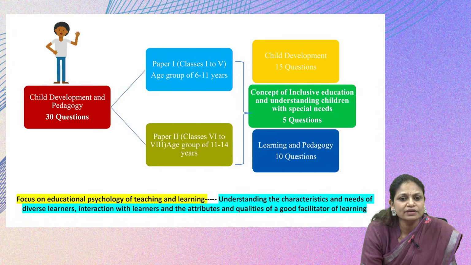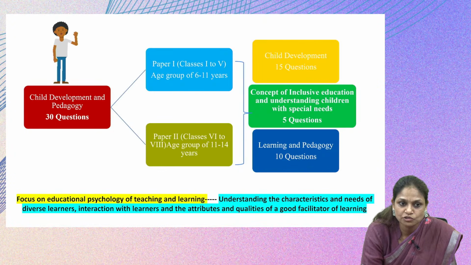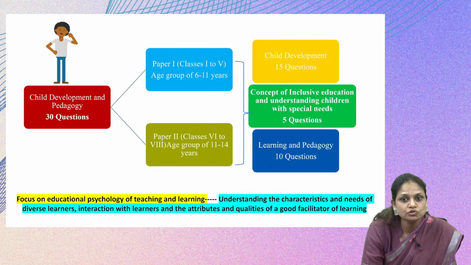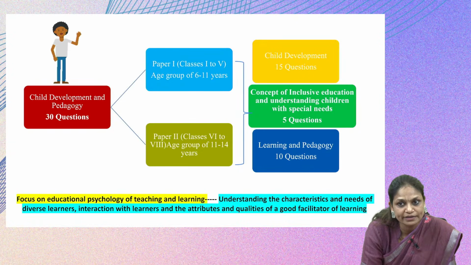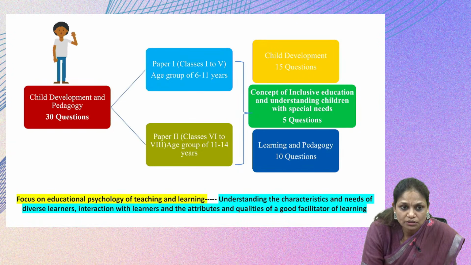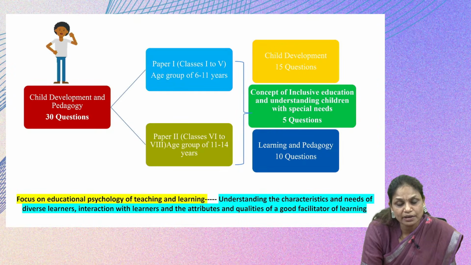So before we begin, let's see what the structure is for child development pedagogy. Like yesterday, we discussed there are in total 30 questions, and there is paper 1 and paper 2. Paper 1, you all know, is for classes 1 to 5, and paper 2 for classes 6 to 8. In paper 1, the age group is 6 to 11 years, and in paper 2, the age group is 11 to 14 years.